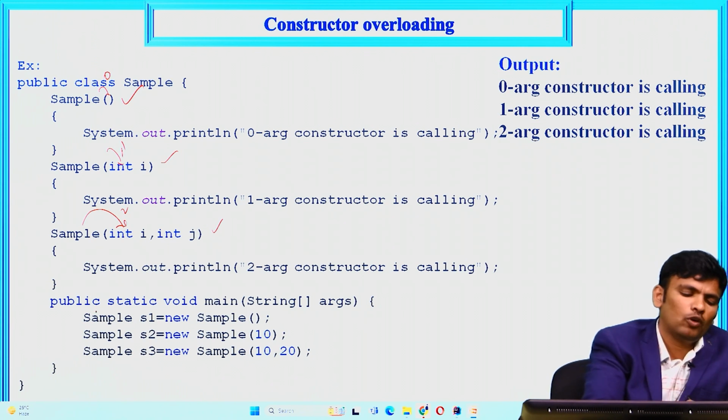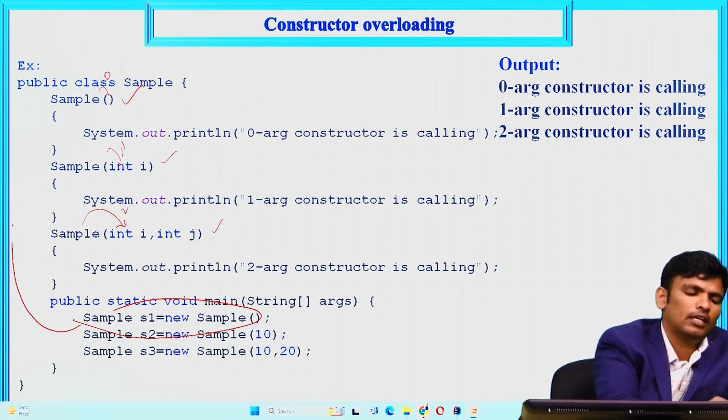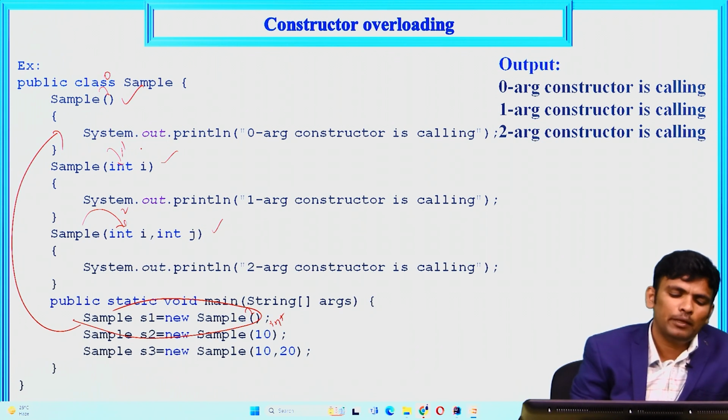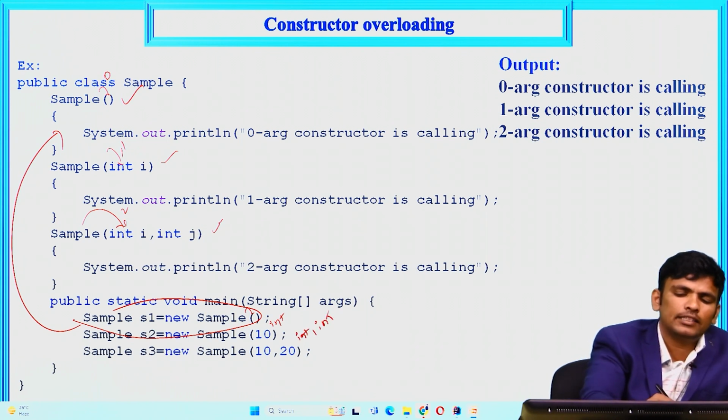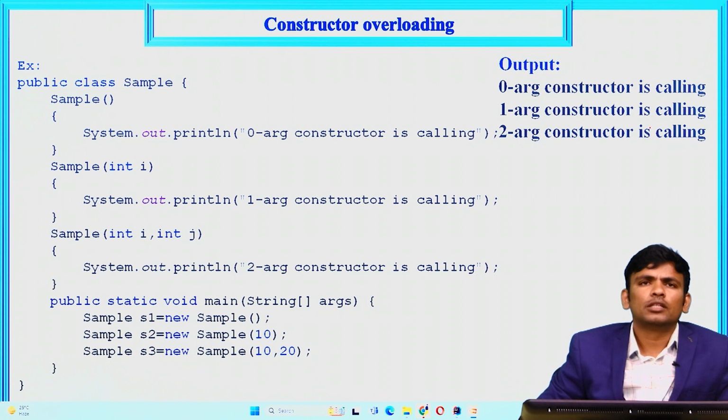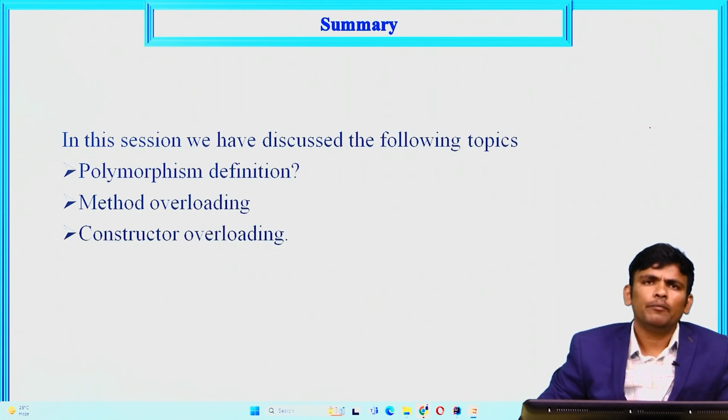Whenever you create an object, it will call the constructor. Here you are not passing anything, so the first constructor will be triggered. Here you are passing 1 integer value, so the second constructor will be triggered, and here you are passing 2 integer values, so the third constructor will be triggered. So it will print the 0-arg constructor, 1-arg constructor, and 2-arg constructor. So that's about constructor overloading and method overloading.